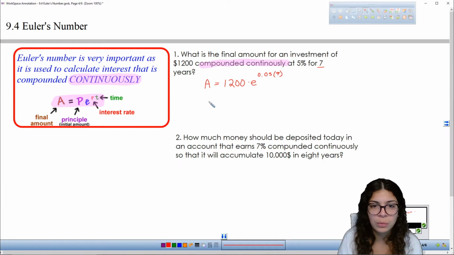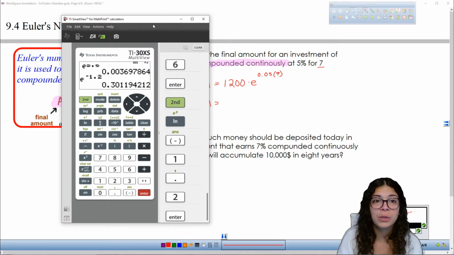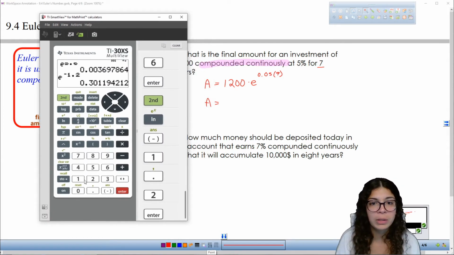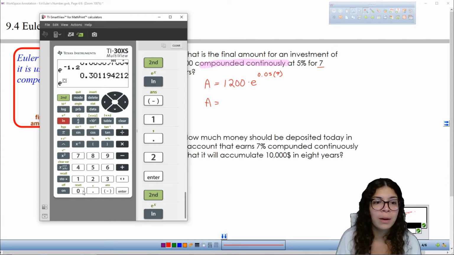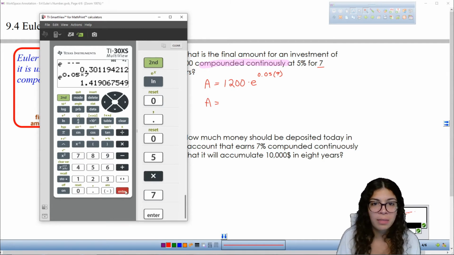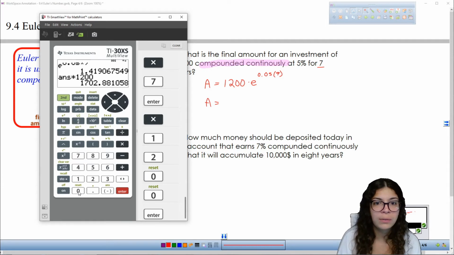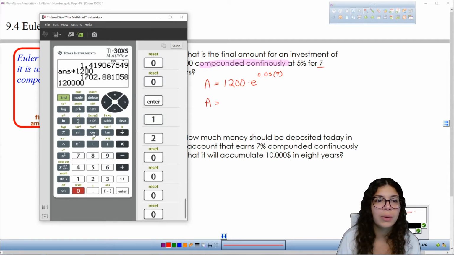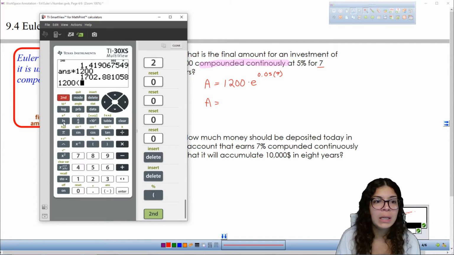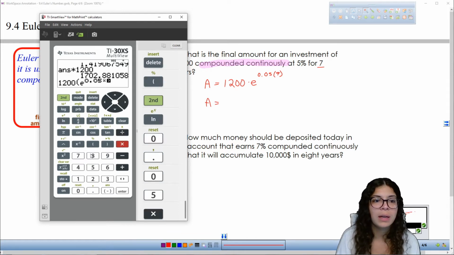this with my calculator. Again, remember you want to do exponents first if you're doing multi-step, if your calculator doesn't allow you to enter it all together. So you'd want to do e to the power of 0.05 times 7 first, and then take that and multiply that by 1,200. Of course, if your calculator will allow you to, you can plug it in all together. So 1,200 times e to the power of, same thing, 0.05 times 7.